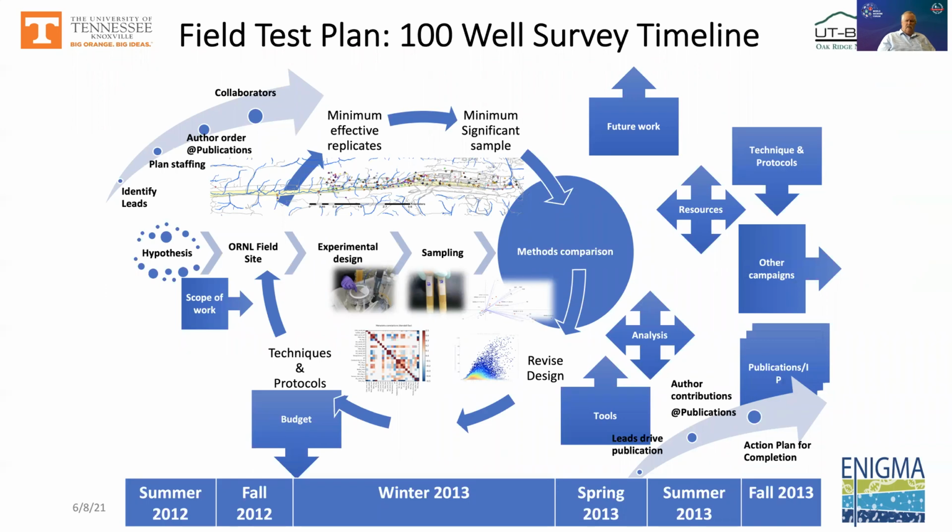So our field test plan, the first thing we wanted to do was a 100-well survey. There's over 800 wells there. And so we basically keyed down on the 100 best wells that were mutually exclusive, and then set up a plan to identify staffing, leads, hypotheses to be tested, the number of effective replicates, the minimum significant sample size, methods comparisons, and various things like that. And this took over 2 years, finally resulting in publications and other campaigns, other techniques and protocols, and future work.